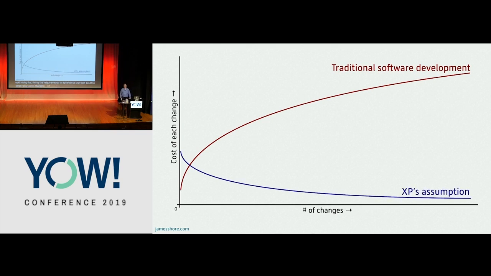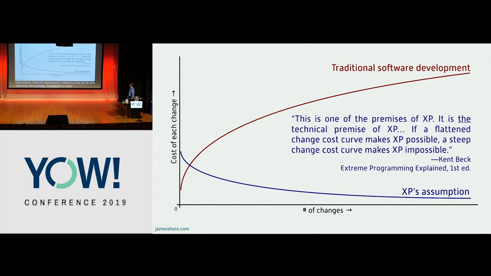Kent Beck wrote in the first edition of Extreme Programming Explained, this is one of the premises of extreme programming. It is the technical premise of XP. If a flattened change cost curve makes XP possible, a steep change cost curve makes XP impossible. A steep change cost curve makes XP impossible.